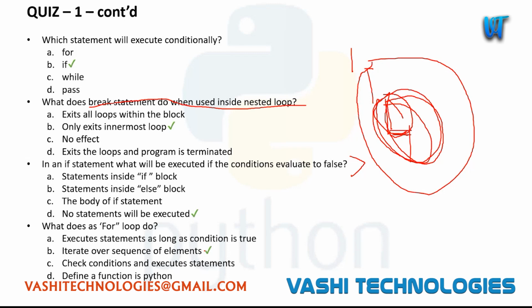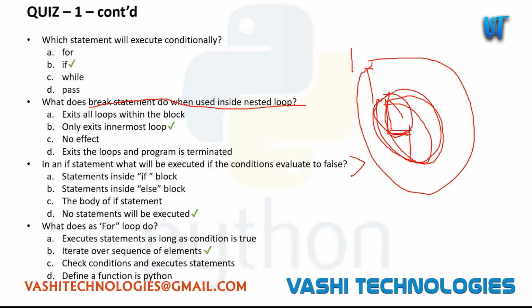But if we have while number less than 100, print number, what will this while loop do? The while loop will keep on checking the number. If the number is less than 100, it will keep on printing. As soon as the number crosses 100, the while loop stops. Right? Execute statements as long as the condition is true. That is for the while loop.